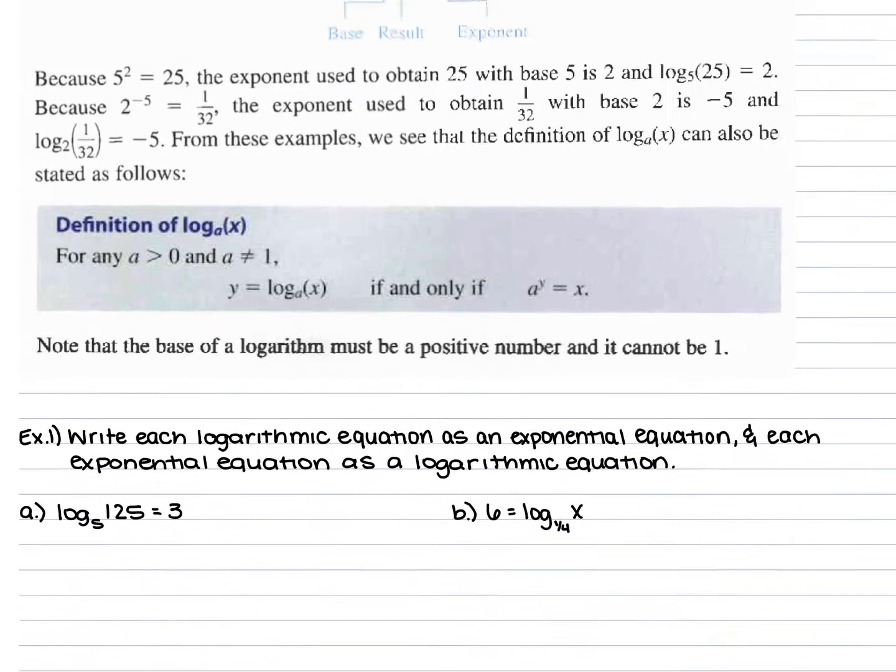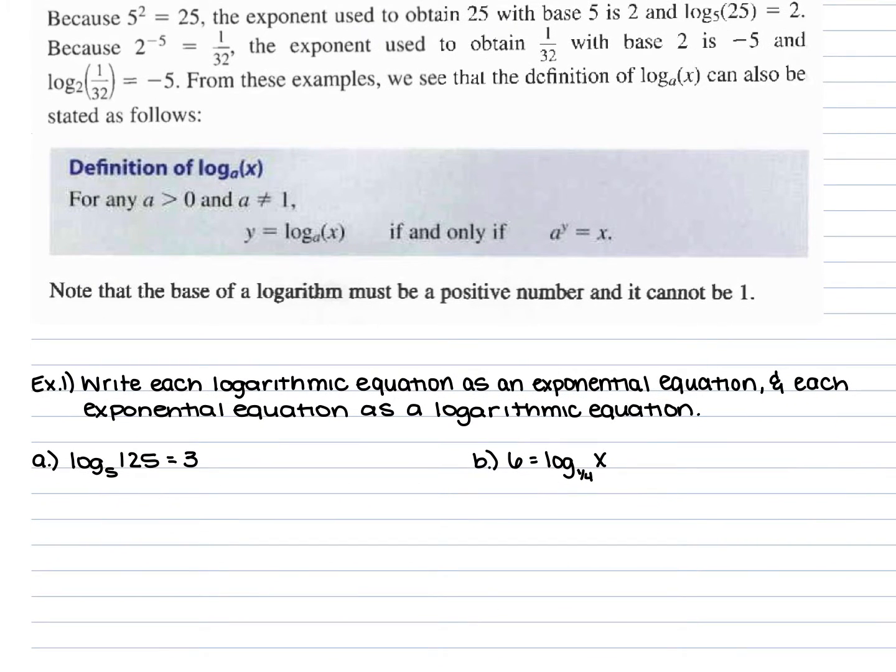So if we look at example 1a, we're just writing each log function or log equation as an exponential equation, and each exponential equation as a log equation. For a, we have log 5 of 125 is equal to 3. The good thing to know about these is when you rewrite them, they should make sense, which means they should be giving you a true statement.